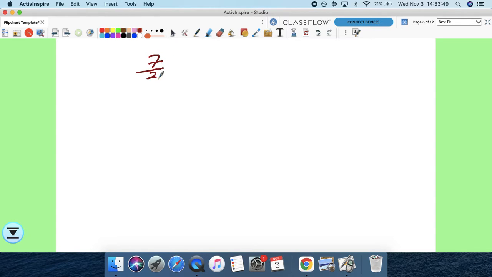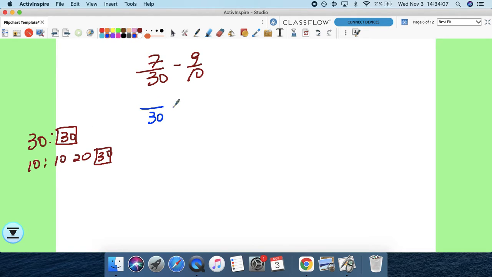7 over 30 minus 9 over 10. Let's do the 30s times table, and let's do the 10s times table. 10, 20, 30. We can stop here because 30 times 1 is 30, right? So we can stop right there. We're going to change this to 30. We're going to change the 10, it becomes a 30.